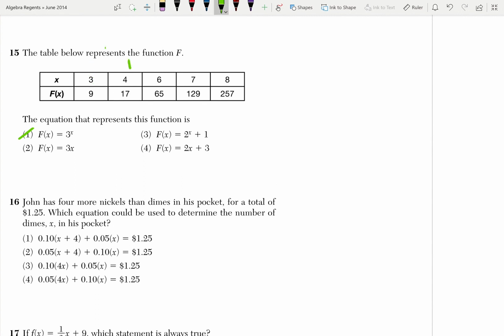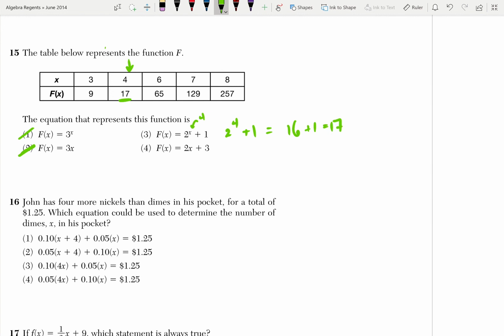Now let's plug in 4 for each of these, and if it gives us 17, it works. If it doesn't, we have to keep going. First for option 2, we're plugging in 4 this time. 3 times 4 should give us 12, so that does not work, right? It should give us 17. So 1 and 2 are out. Let's look at 3. Here, again, we're plugging in 4 for x. So 2 raised to the 4th power plus 1. 2 raised to the 4th power is 16 plus 1 gives us 17. So that one still works.